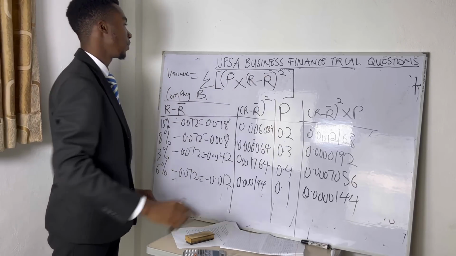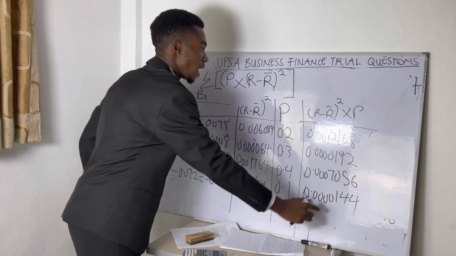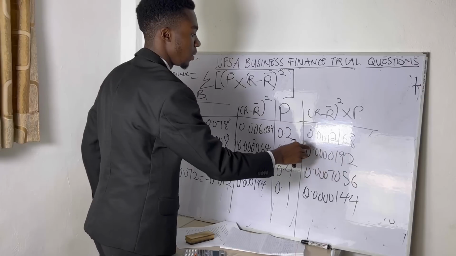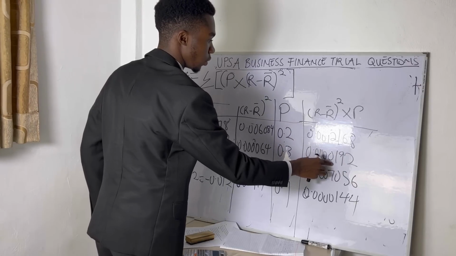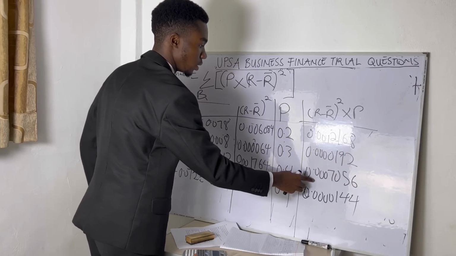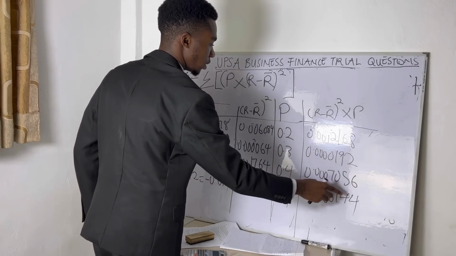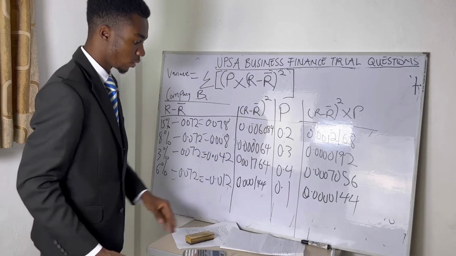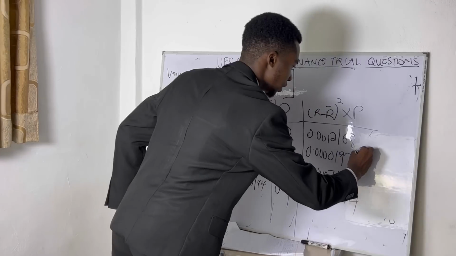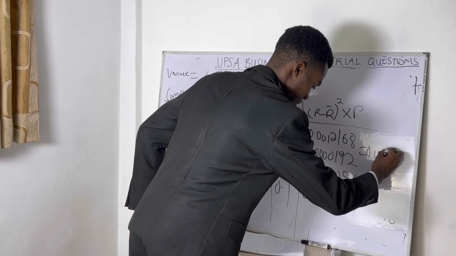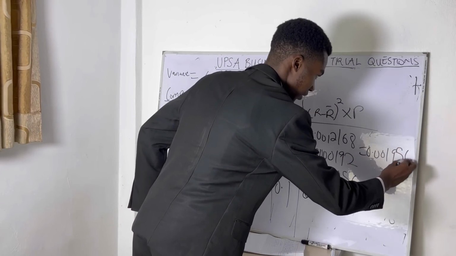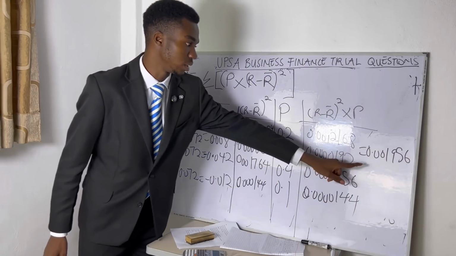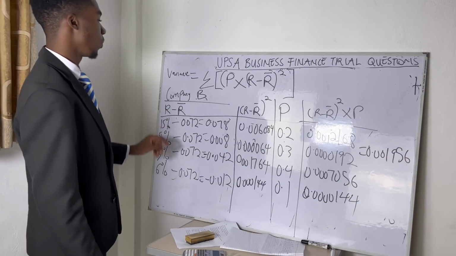And the formula is the summation, so we just add all these values. 0.0012168 plus 0.000192 plus 0.007056 plus 0.000144. When you add all of them, you should be getting 0.001956. So that becomes our variance. Our variance is 0.001956 for company B.